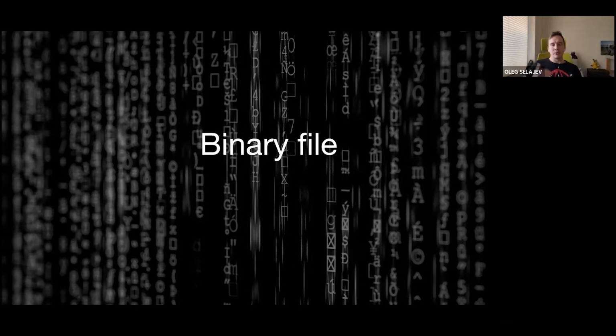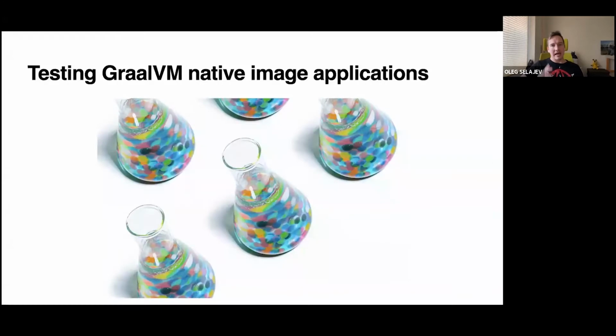What can we do with it? We want to test it. We want to verify that it actually corresponds to the functionality that we wrote, and that it actually corresponds to the functionality that we wanted to create. Those are two very different things normally. So how do we do that? How do we test GraalVM native image applications?